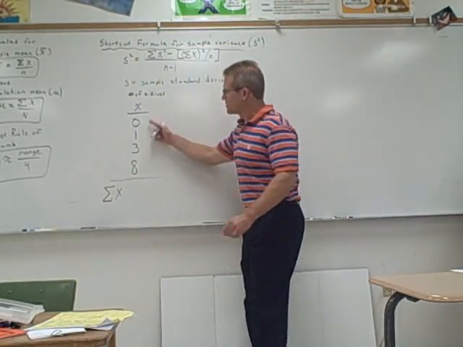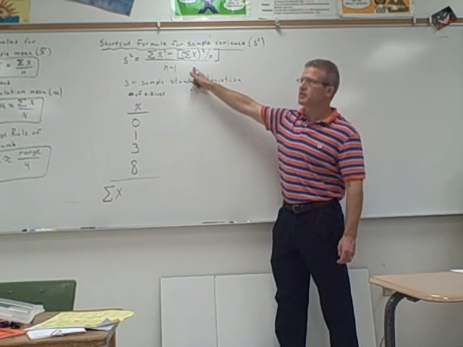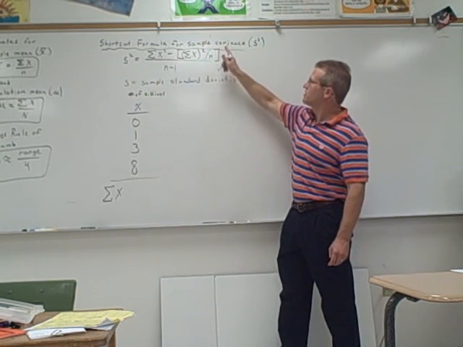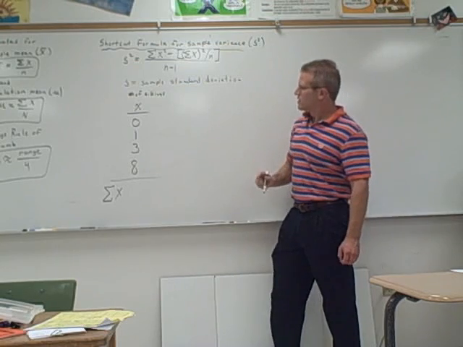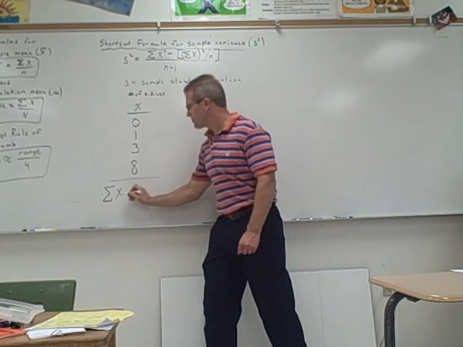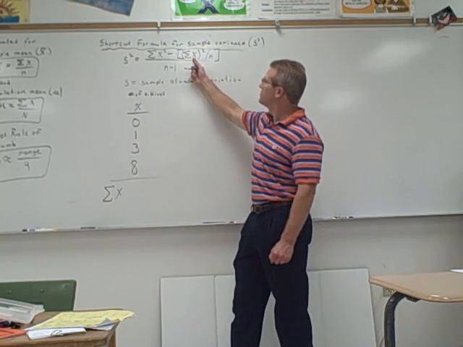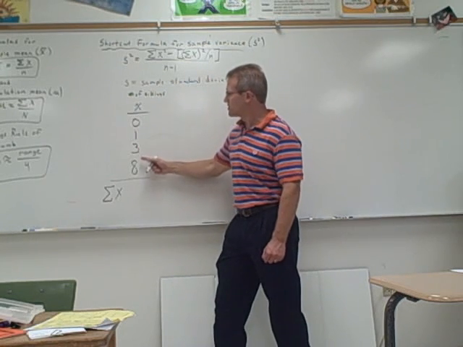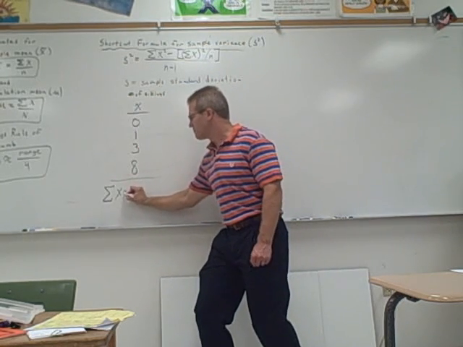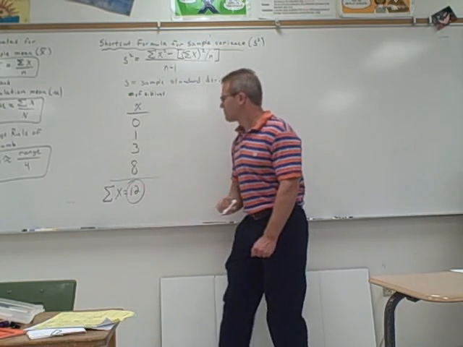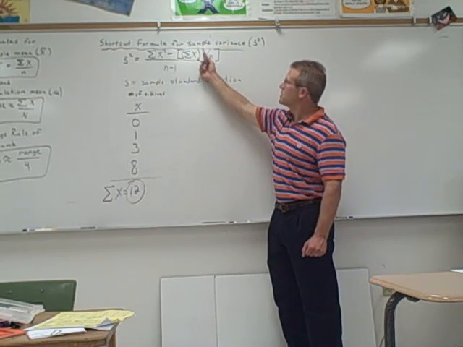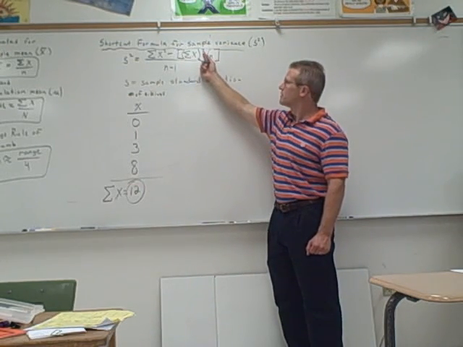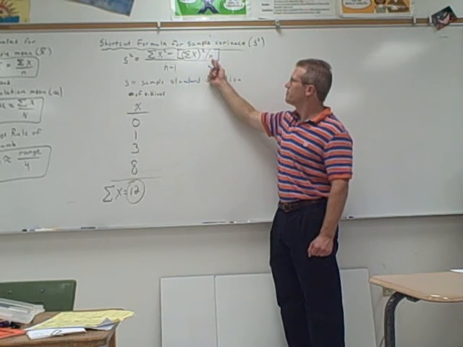X is numbers of brothers and sisters. We're going to use the shortcut formula to estimate or get the variance. So what we're going to do is add all our x's together. So 0 plus 1 plus 3 plus 8 would be 12. This means now we're going to square that answer. We're going to divide by n.